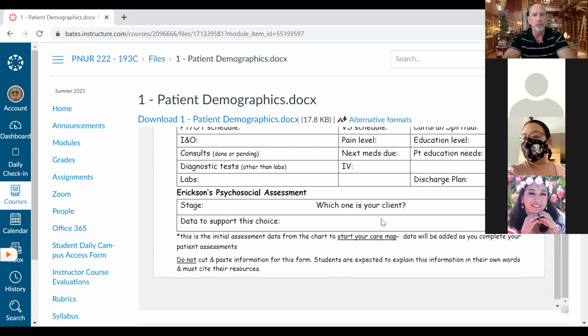Data to support this choice. Usually they're 65 and older, they're at the end of their life. You know, that's why I chose that stage. So that's what you'll want to do with this face sheet. Any questions on the face sheet before I dive into the lab sheet?